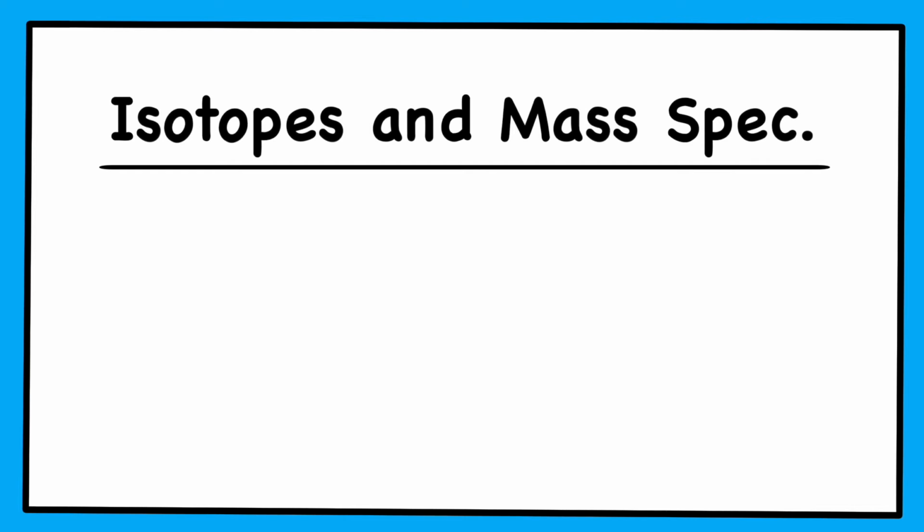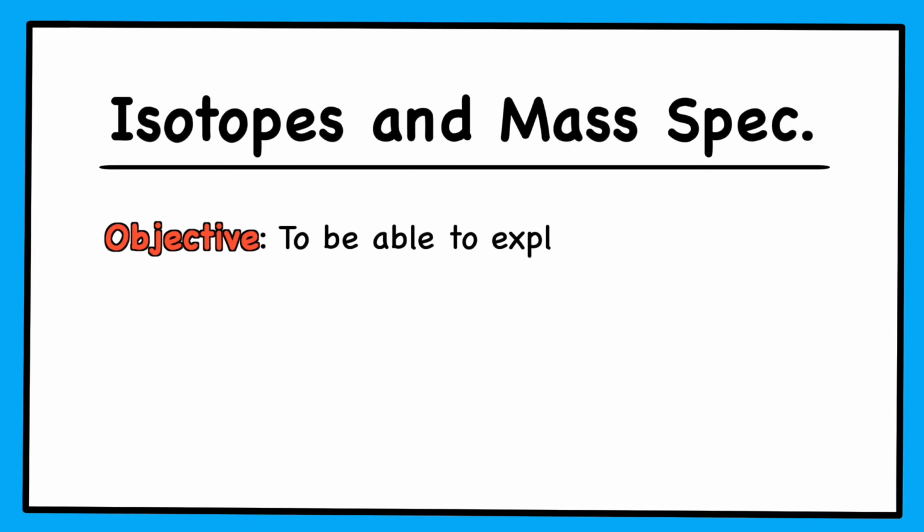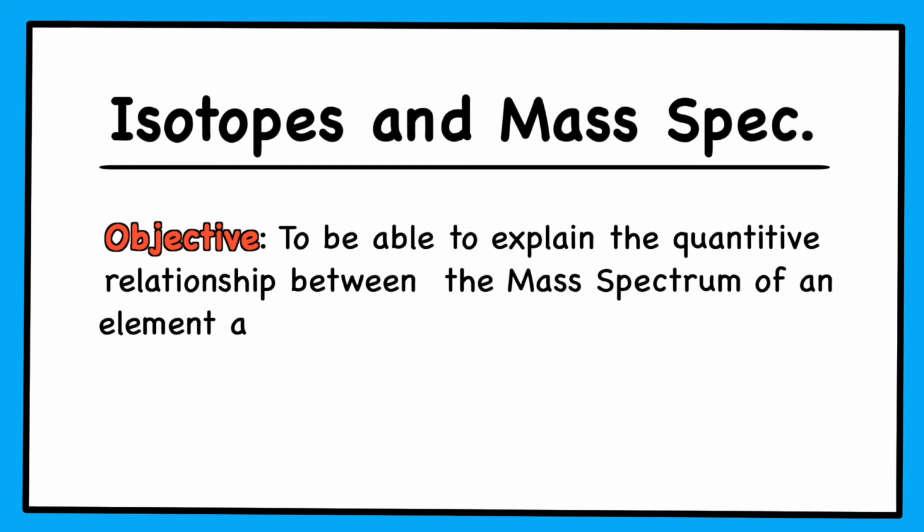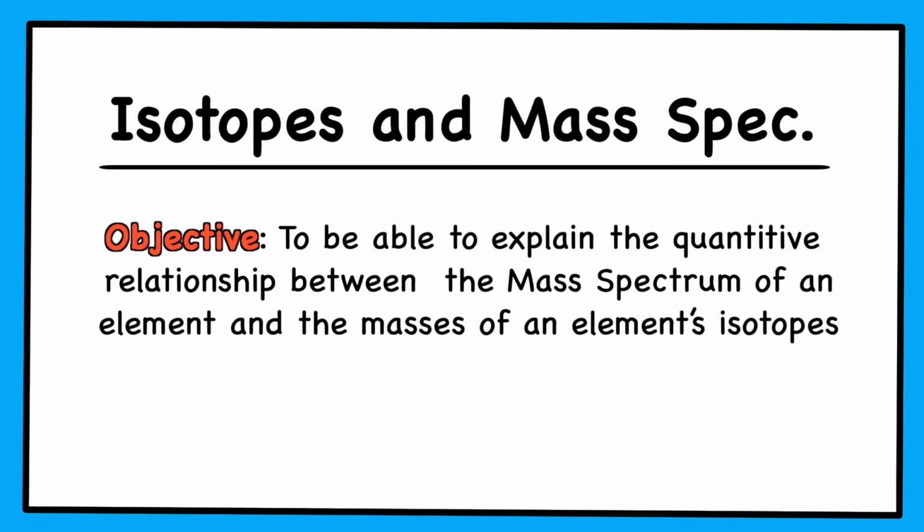Okay, class, welcome back. Today we are going to cover how atoms of the same element can have different masses, along with a technique which proves this concept. If I could summarize our goal into one thing today, it would be that we would be able to explain the quantitative relationship between the mass spectrum of an element and the masses of the element's isotopes. And saying that, let's dive into our lesson for today.